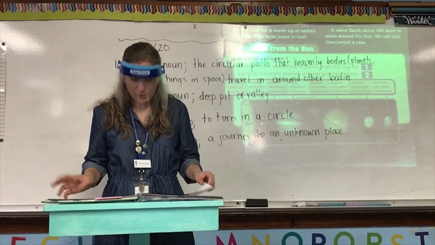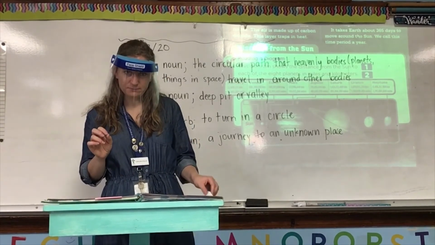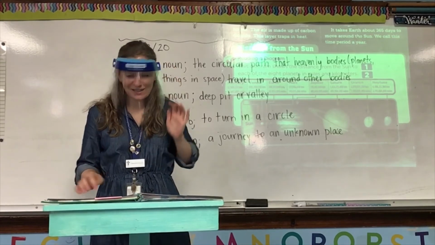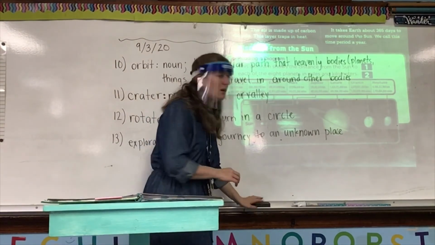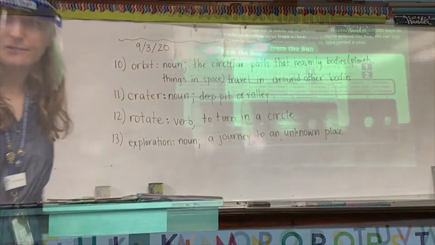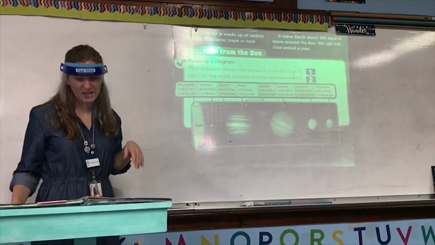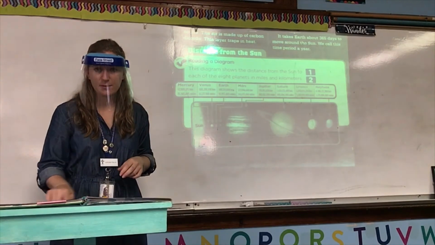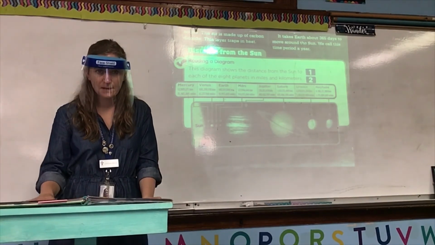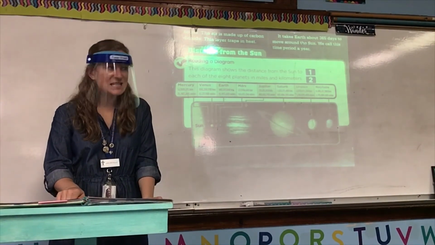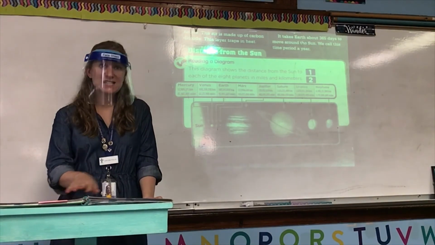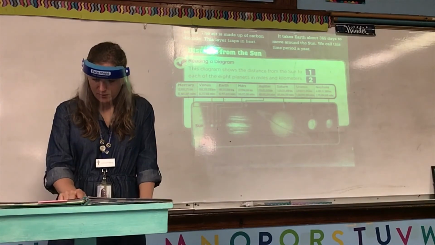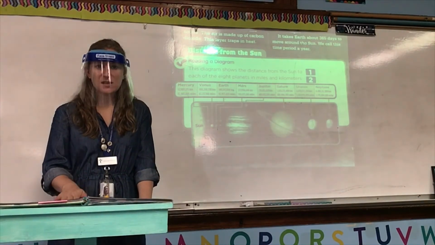Okay, so is Pluto a planet anymore? No. Okay, go back to page 103 and let's look at the diagram on the bottom. It says distance from the sun, so this diagram is going to tell us the distance from the sun. Right above it, make sure you're reading along.